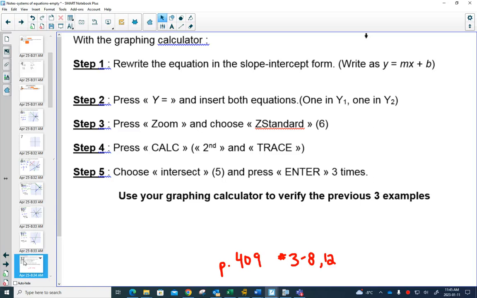We have a homework assignment listed there. We're going to take the last 15 minutes to work on that.